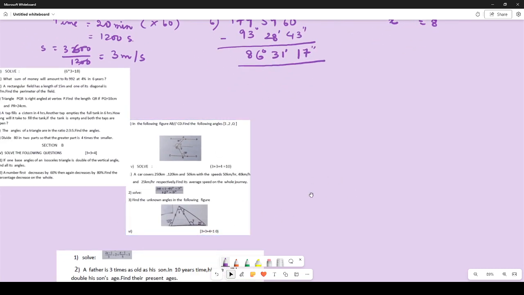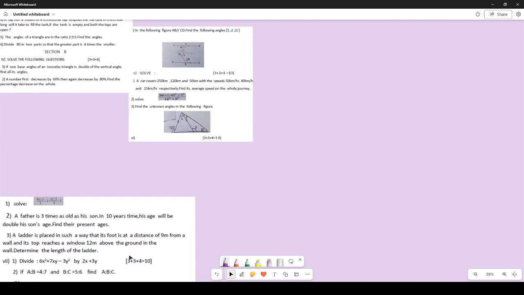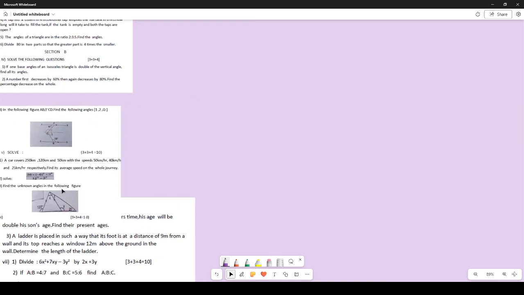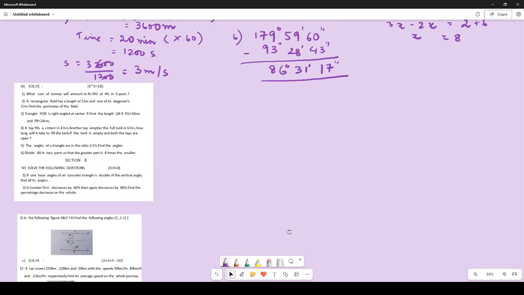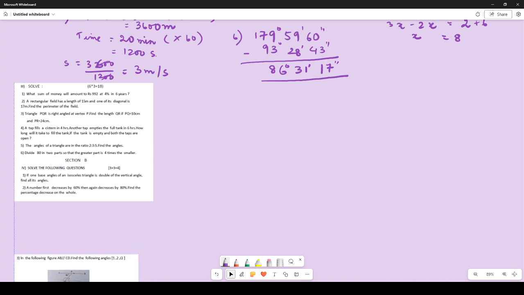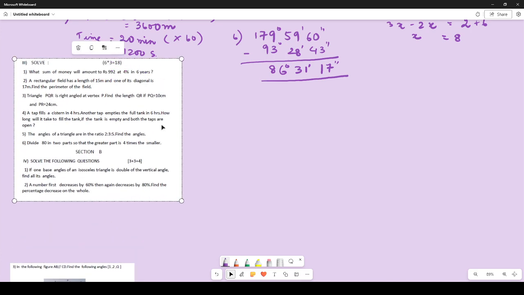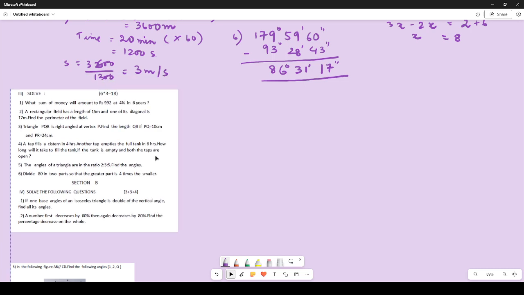Let me just push these bits a little bit lower so that we can find more space. Okay, let me expand it a bit so you can see clearly. Now, what sum, where is my pen? Right. What sum of money will amount to rupees 992 at 4% in 6 years?